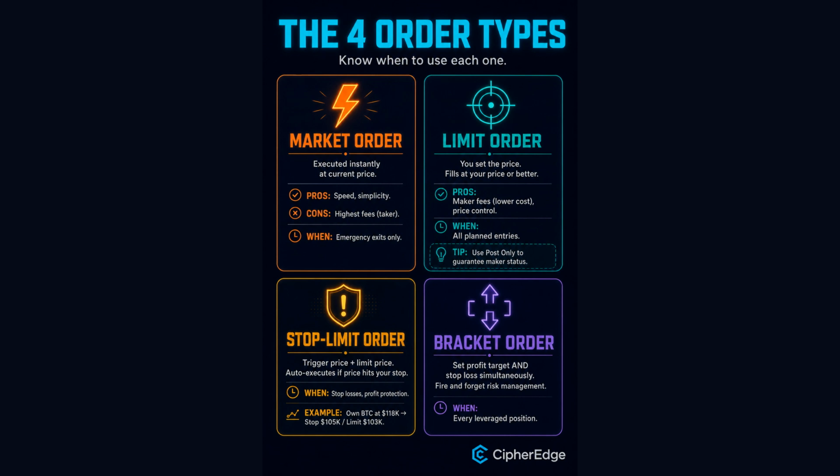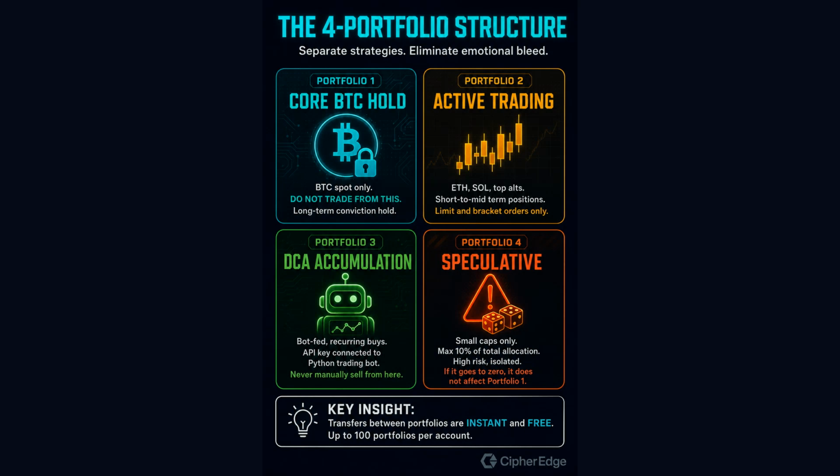Portfolio 2 is my active trading portfolio. This is where I trade ETH, SOL, and select alts on shorter time frames. When I have an active thesis that I'm playing on a 1 to 14-day horizon, this is where it lives. The P&L on this portfolio reflects only those trades, which makes it much easier to evaluate whether my active trading is actually adding value or just creating noise.